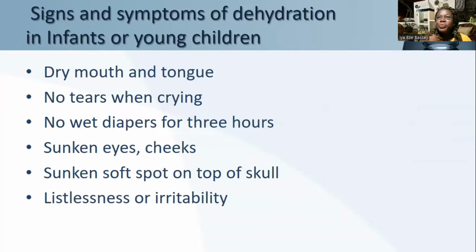All right, so the type of symptoms you see in young children include dry mouth and tongue, and when they cry, you don't see tears. They may not be able to pee for 3 hours. Most times the children are always peeing because the concentrating power of their kidneys is not as strong as that in adults. So you find them peeing dilute urine. But in this case, if a child is dehydrated, they may not pee for 3 hours at a stretch.